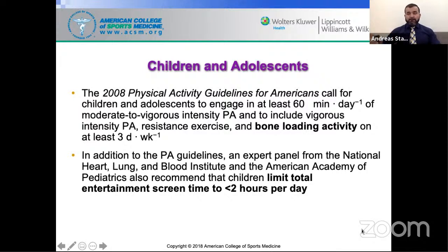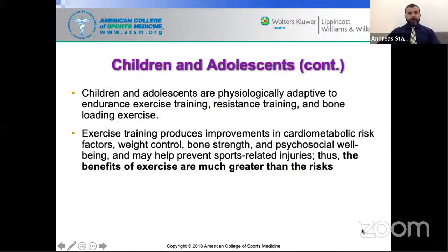Another key issue, which becomes more and more important, is screen time. So not only hitting those specific amounts and durations and frequencies of PA, but also finding a way to limit that screen time to less than 2 hours per day, which is pretty challenging if you have any nieces or nephews or kids or siblings, you know how difficult that is.